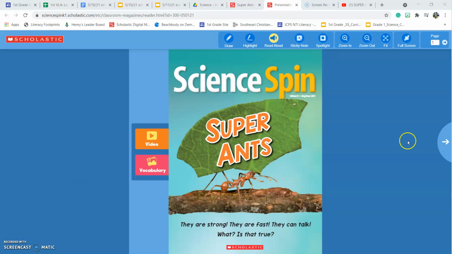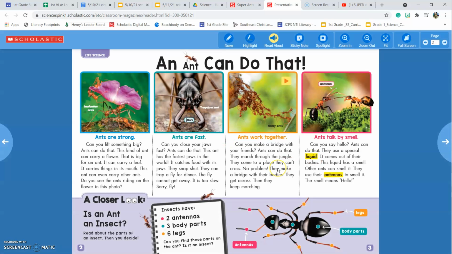Today, friends, we are going to be talking about some of the vocabulary words that were from this article, Super Ants, that we started reading yesterday. So in this section over here, it talks about how ants can talk by smell.